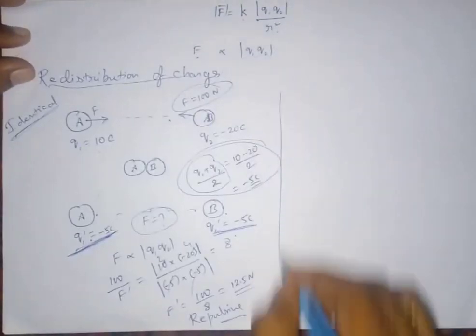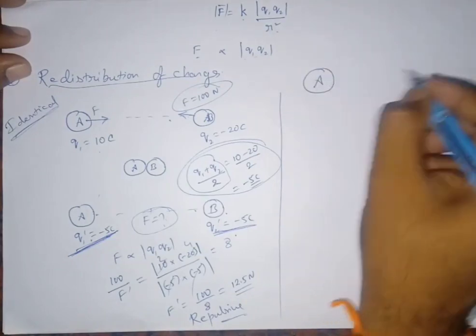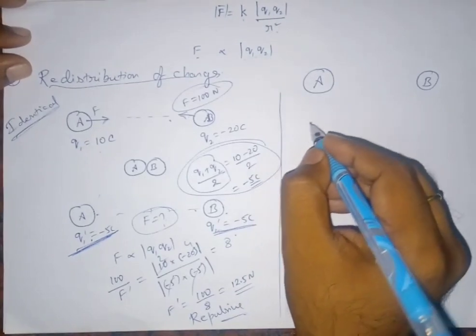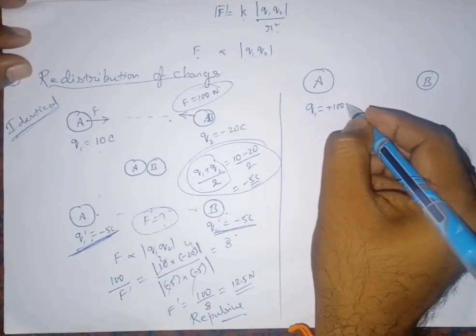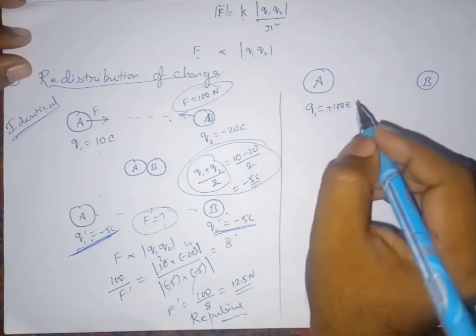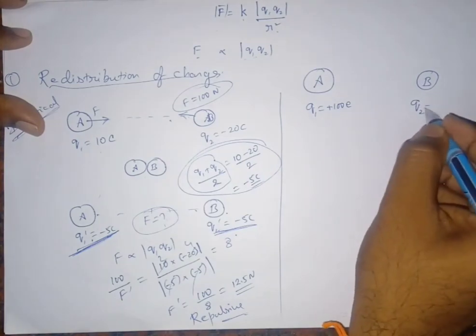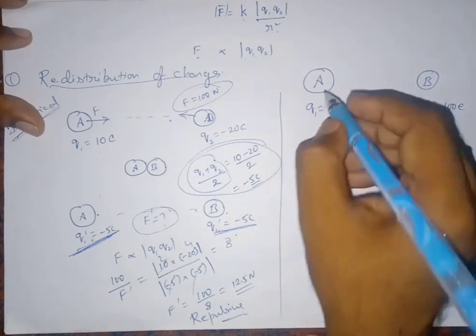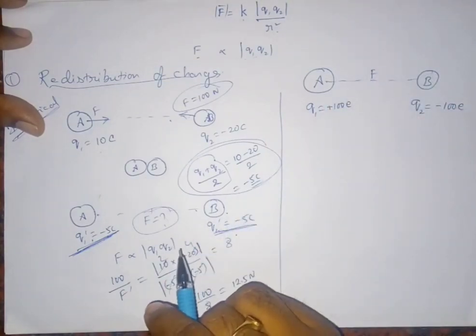Let us take one more example. Maybe there are two bodies again, A and B. The charge on A is plus 100e, meaning 100 times the electronic charge. The charge on B is minus 100e. The force between them is F. The value is not given, just F.